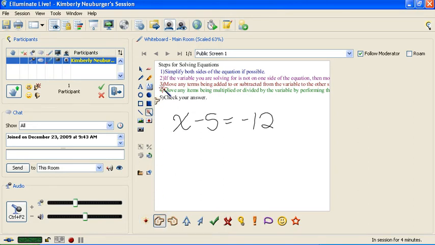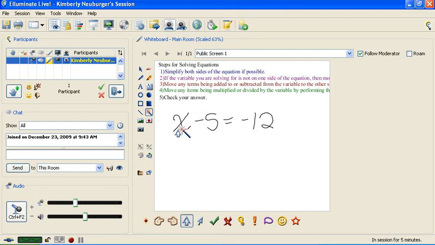Now, the first step, you want to see if you can simplify either of the sides of the equation. So what you want to do is think of this equal sign as dividing the equation into two parts. You have a left-hand part and a right-hand part. So you want to look at this left-hand section and see if there's anything you can combine or any distributing that you can do, anything like that.